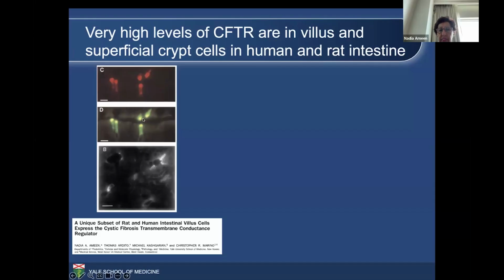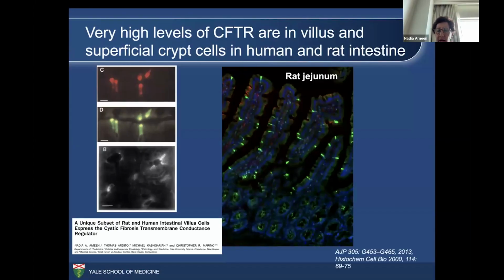And here are several of these cells scattered on the edges of the villi in the proximal small intestine. And these are images from the human. We found similar distribution in the rat proximal small intestine. And here you can see these brightly lit green cells along the edges of the villi with really intense levels of CFTR protein throughout the cell.